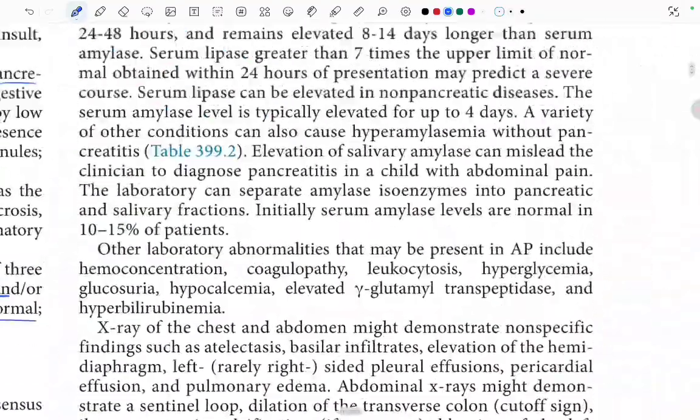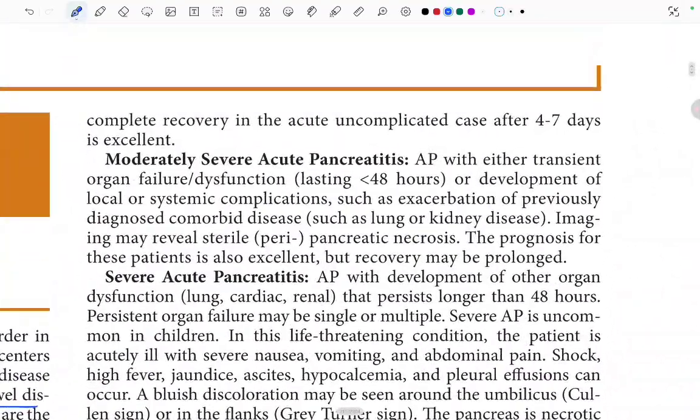The prognosis for complete recovery in uncomplicated cases after 4 to 7 days is excellent.